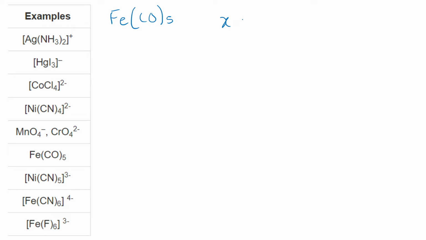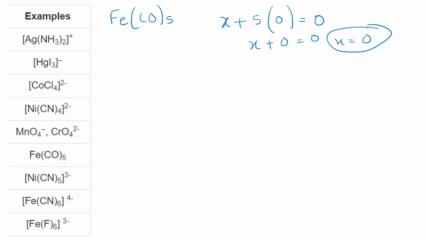Let X be the charge on iron, plus 5 carbonyl, which is a neutral ligand. The overall charge on the complex is 0, a neutral complex. So X is equal to 0. Iron is neutral; there is no charge on iron.